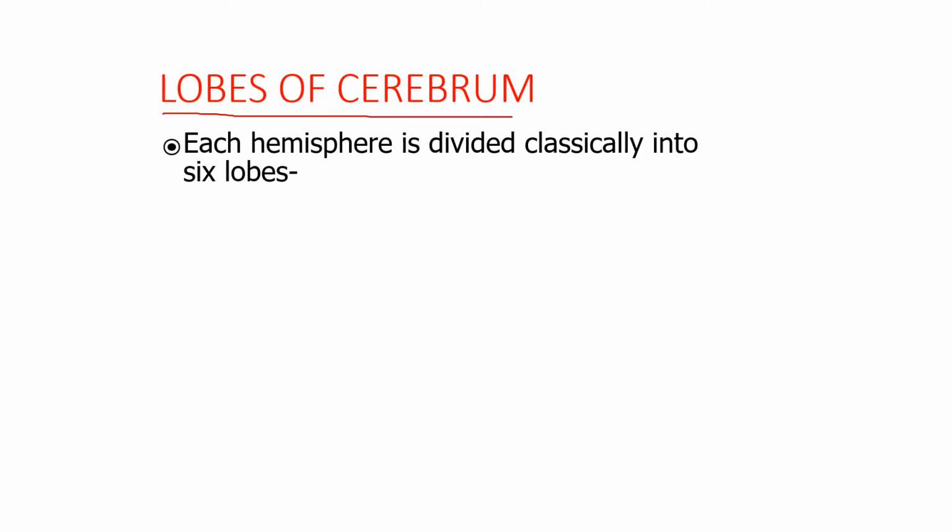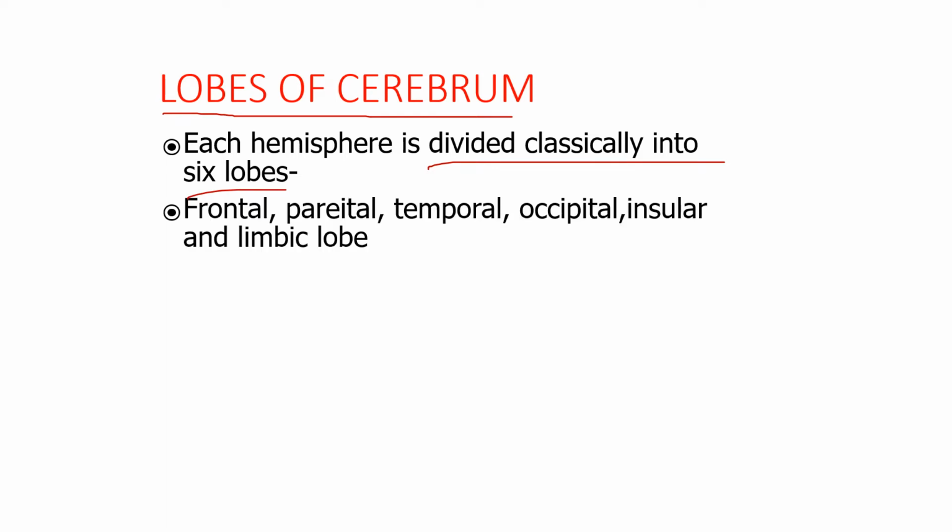Now we are going to divide the cerebrum into lobes. How we have to divide the cerebrum into lobes, we have to see in this. Then we will see the sulci and gyri in each lobe. Each hemisphere is divided classically into 6 lobes. What are the 6 lobes?